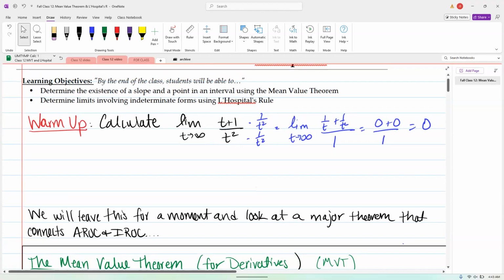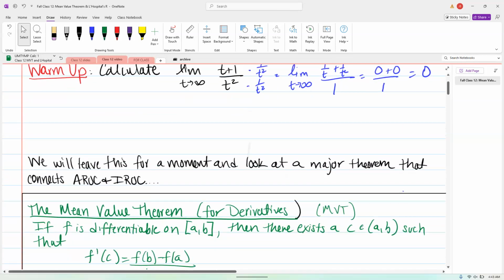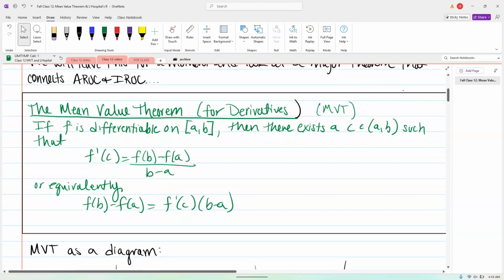And so we're going to just do a hard shift and look at a major theorem that uses both the average rate of change and instantaneous rate of change. We're just going to give you the theorem. So the mean value theorem says if f is differentiable on the closed interval, we need to make sure we satisfy that condition because that is a hypothesis. So differentiable on a closed interval.